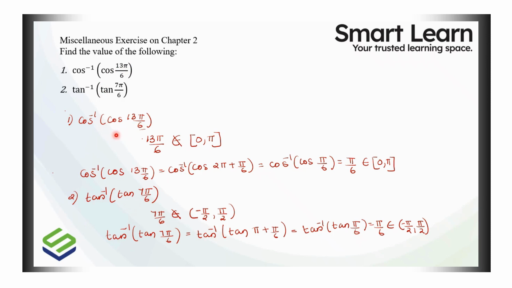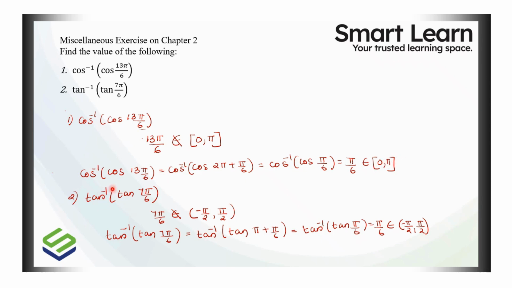So here normally what will be the answer? Cos inverse of cos x will be x, but here this 13 pi by 6 does not belong to our principal branch 0 comma pi. So you have to do some modification, like you have to change the angle to 2 pi plus pi by 6. Now you check, 2 into 6 is 12, plus pi is 13, and it is in the first quadrant, so it is positive. So the answer is cos inverse of cos pi by 6. Now you can write it as pi by 6 because it belongs to 0 comma pi.